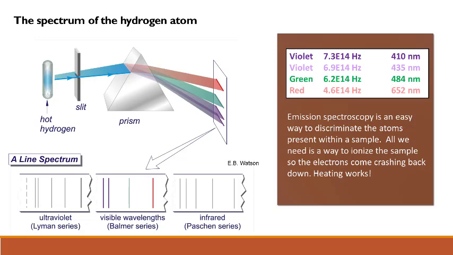Think of this backwards. If you had a hot gas in a tube and you saw these 4 colors, you would know that it was hydrogen. This is the characteristic radiation from hydrogen.